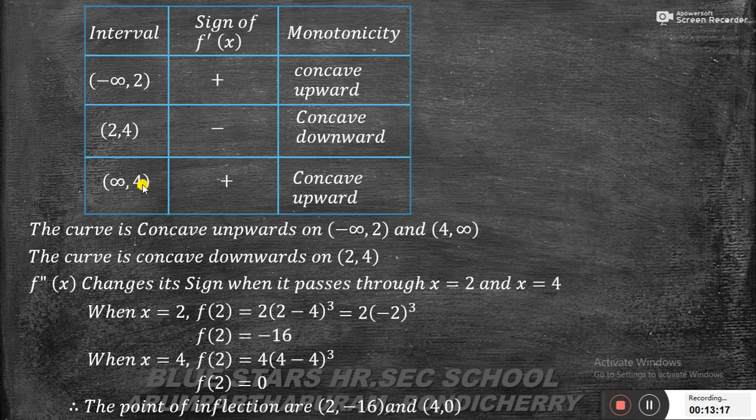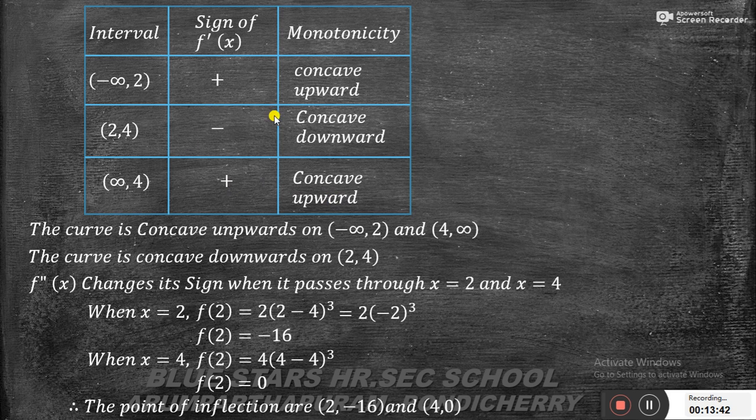So for 4 comma infinity I substitute any number. Suppose after the 4 the number is 5, so I take x equal to 5 and substitute in f double dash of x. I got the plus symbol in the answer. Therefore there is a plus sign, so I tell it is concave upward.